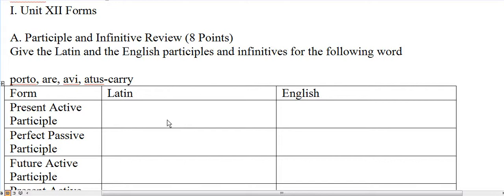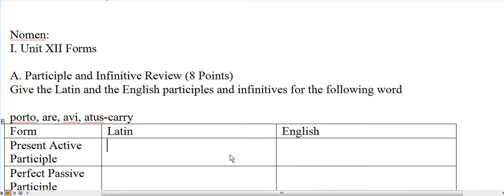The verb is porto, portare, portavi, portatus. The O and the ARE make this a first conjugation verb. So for the present participle, you take the stem, and for the first it's going to be a, then ns, ntis. The only thing that's going to be different from verb to verb is what the vowel is, whether it's an A, an E, or an IE, and that depends on its conjugation. And the English is just carrying, -ing.